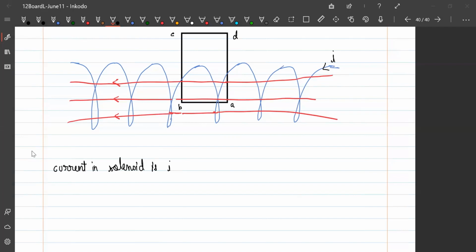Okay. So after making the diagram, you have to write what the different letters mean. Like your current is I. Then the number of turns per unit length, that is important. Number of turns per unit length is going to be used, so I'll write it as n, small.